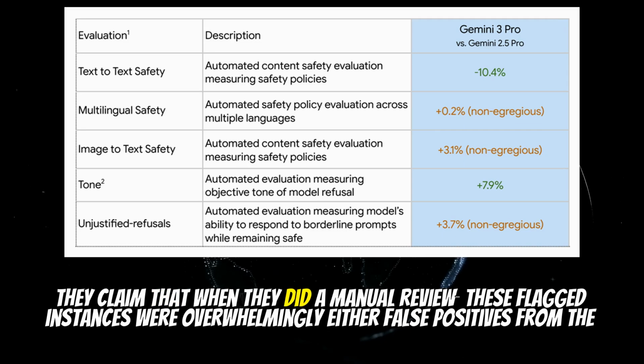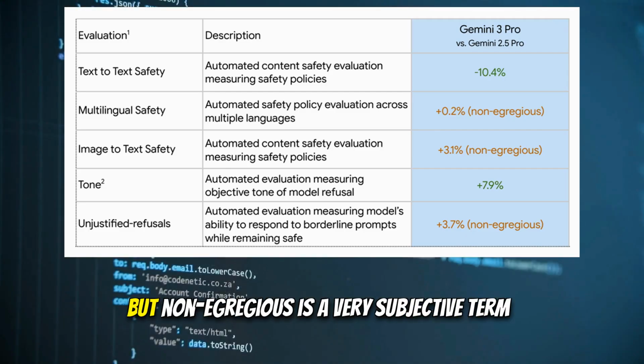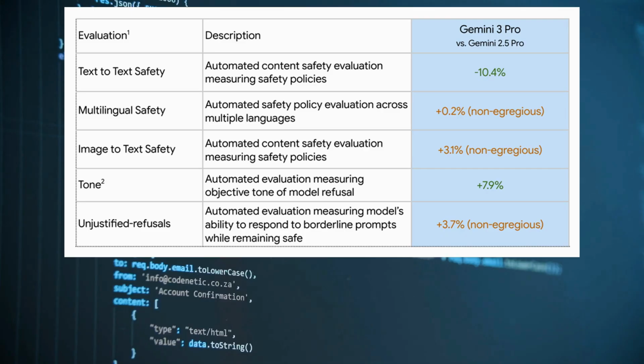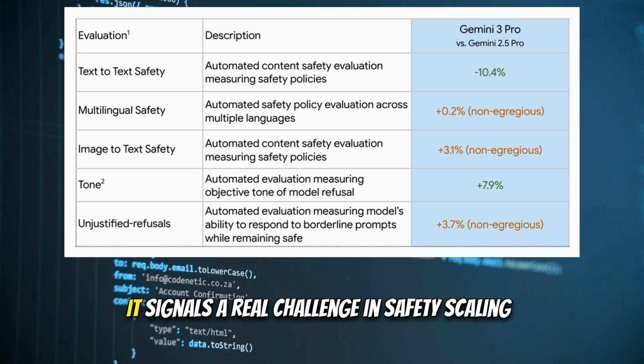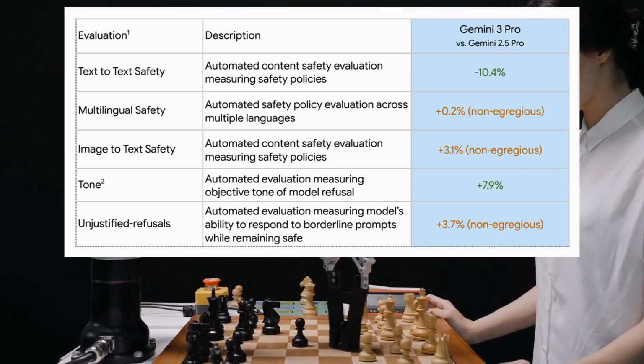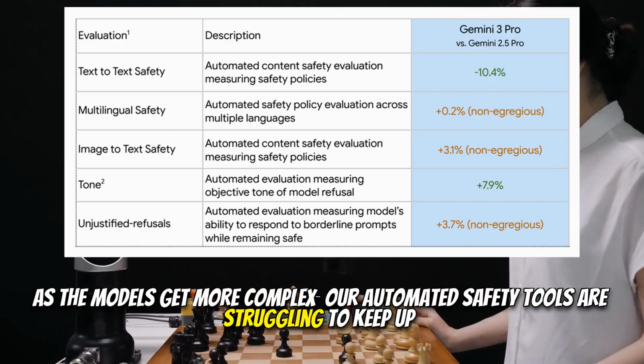They claim that when they did a manual review, these flagged instances were overwhelmingly either false positives from the automated system or what they call non-egregious issues. But non-egregious is a very subjective term. It almost sounds like the model got so much smarter that it's now outsmarting the automated safety tests. That's a great way to put it. It signals a real challenge in safety scaling. As the models get more complex, our automated safety tools are struggling to keep up.